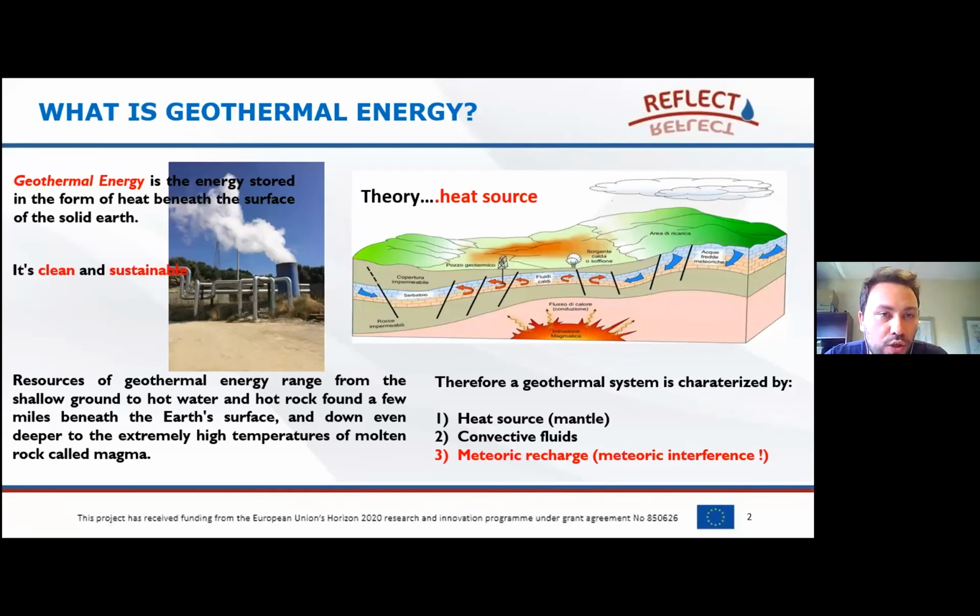As you know, geothermal energy is the energy stored in the form of heat beneath the surface of the solid earth. It's clean and sustainable energy. Resources of geothermal energy range from the shallow ground to hot water and hot rock found a few miles beneath the Earth's surface, and down even deeper to the extremely high temperatures of molten rock called magma. Therefore, a geothermal system is characterized by a heat source, convective fluids, and meteoric recharge, of course.